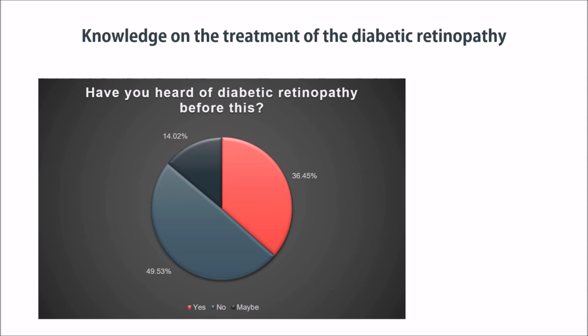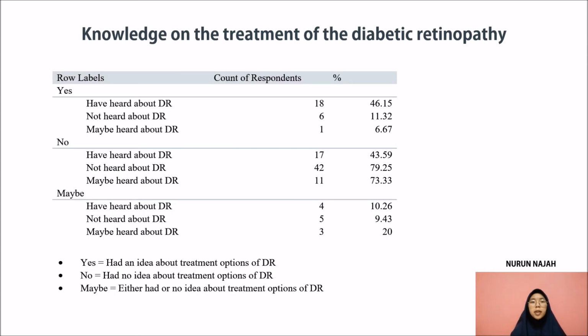Based on this table, 18 people answered yes, having already heard about diabetic retinopathy, so maybe they have basic knowledge on diabetic retinopathy. However, respondents that have not heard about diabetic retinopathy are the highest, which is 79.25%, indicating 42 people. Respondents who answered maybe are the least, with 15 people responding. It does not account for either they have heard or not about diabetic retinopathy.